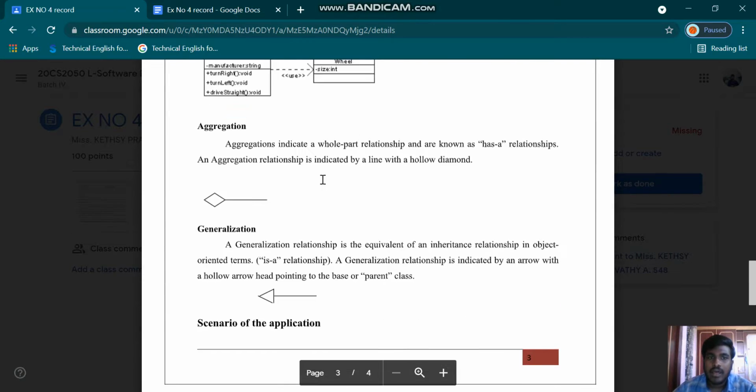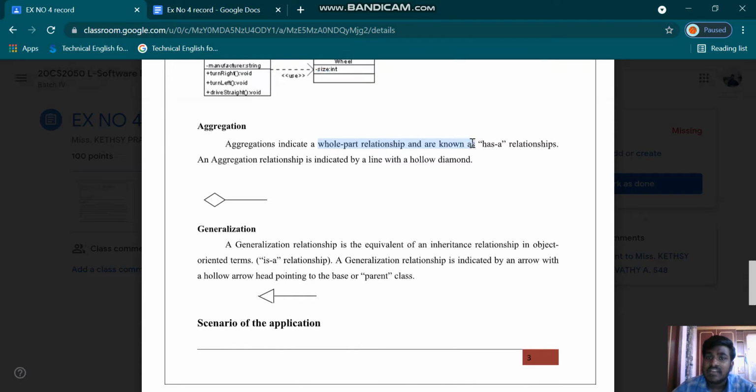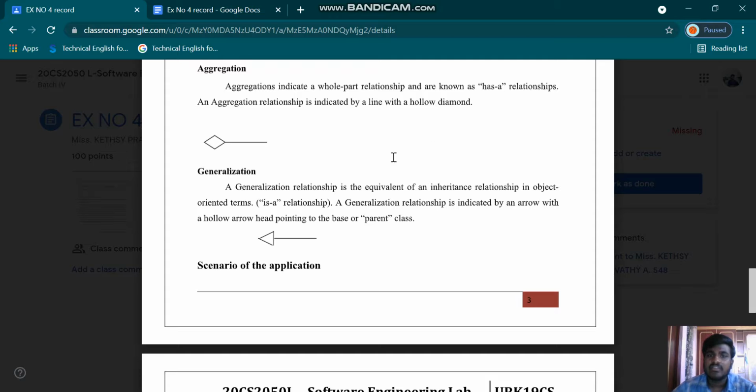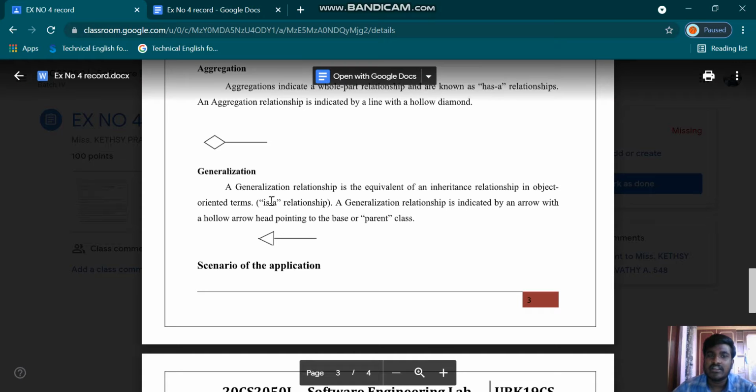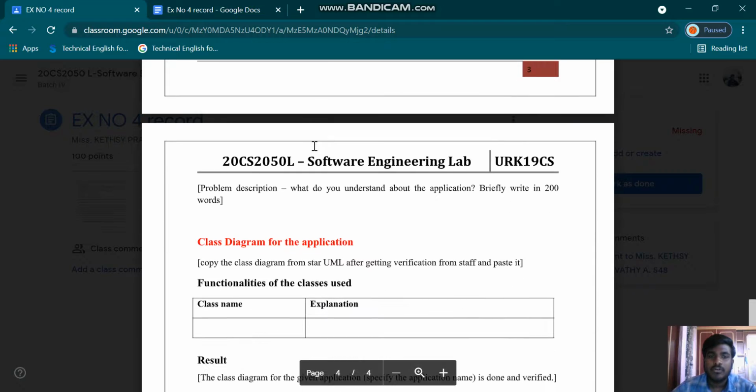Dependency, in simple terms, needs or depends on other model elements or specification or implementation of the function. Now coming to aggregation. Aggregation indicates a whole-part relationship and is known as a has-a relationship. An aggregation relationship is indicated by a line with a hollow diamond. This diamond line indicates aggregation, while generalization has a single triangle at its corner, that is an is-a relationship, and generalization is an is-a relationship. Okay.